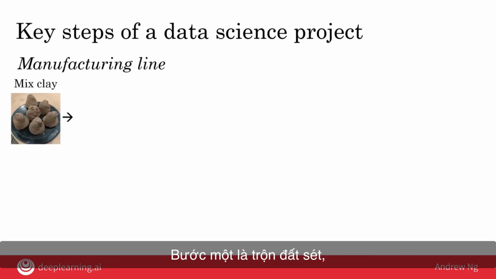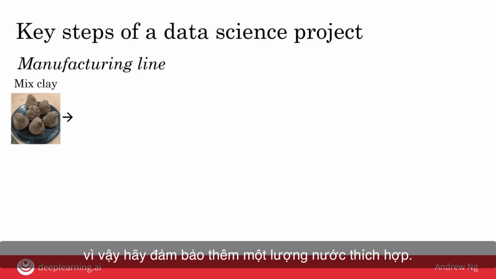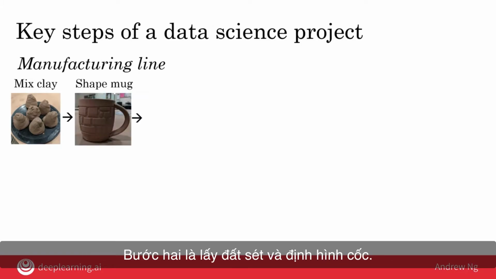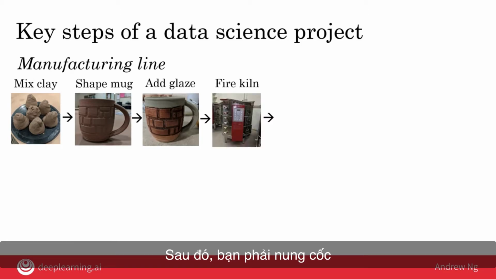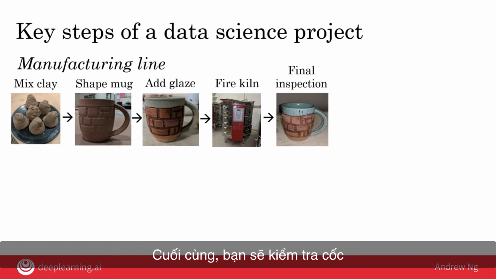Step one is to mix the clay, so make sure the appropriate amount of water is added. Step two is to take this clay and to shape the mugs. Then you have to add the glaze, so add the coloring, the protective cover. Then you have to heat this mug, and we call that firing the kiln. And finally, you would inspect the mug to make sure there aren't dents in the mug and it isn't cracked before you ship it to customers.